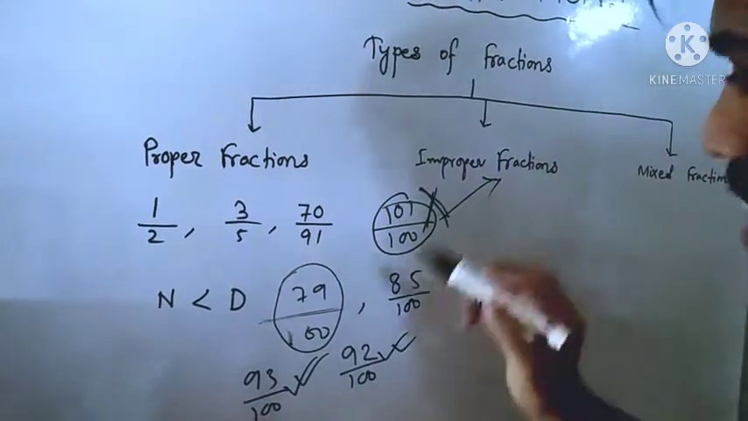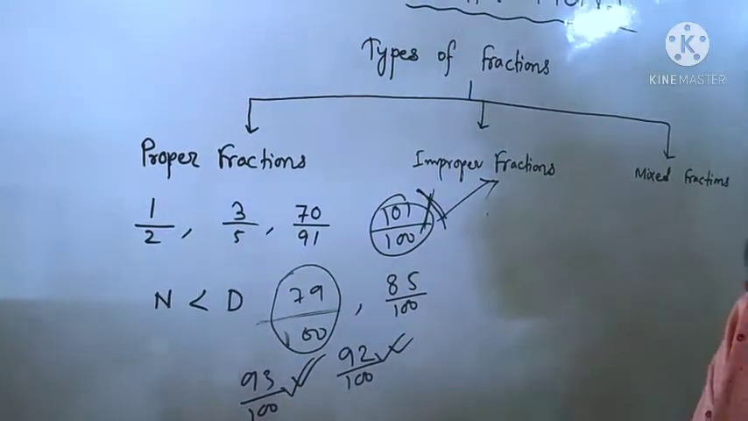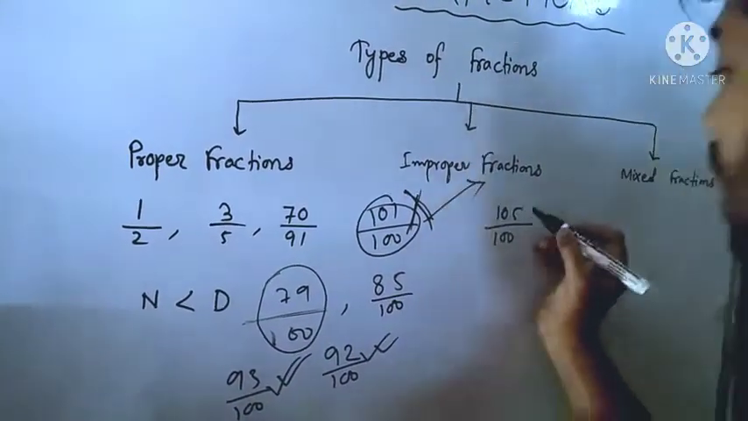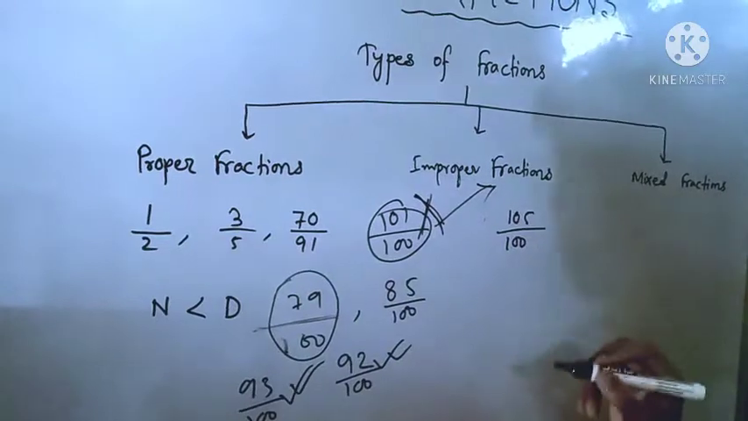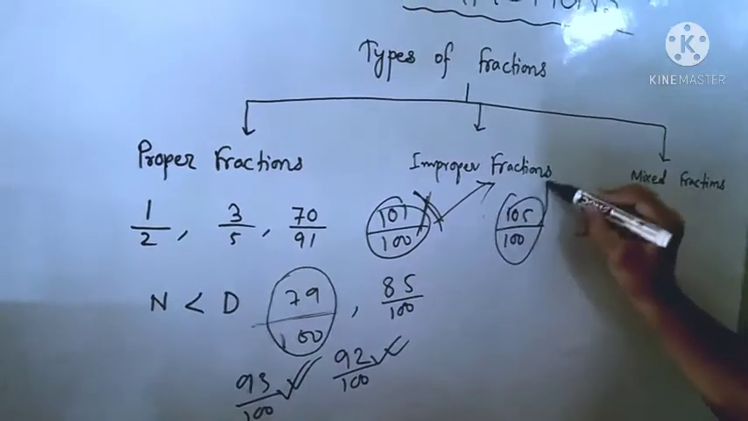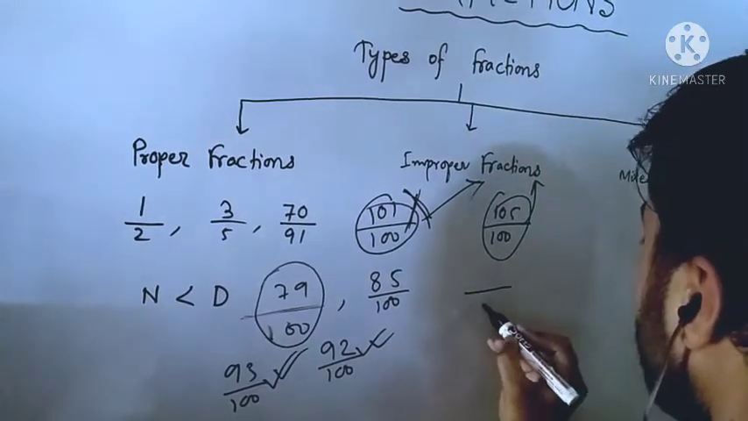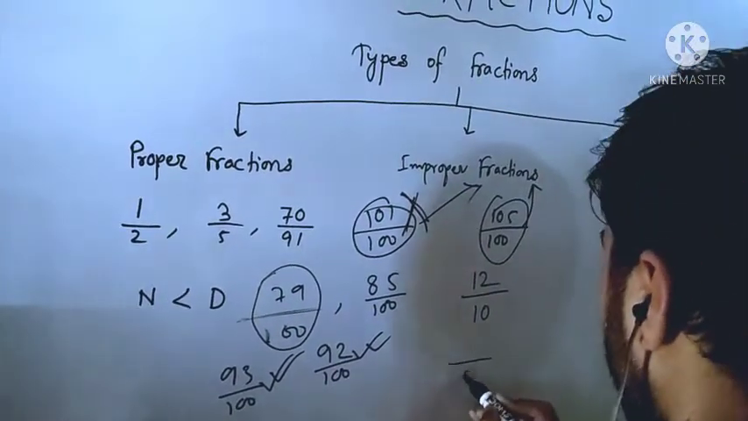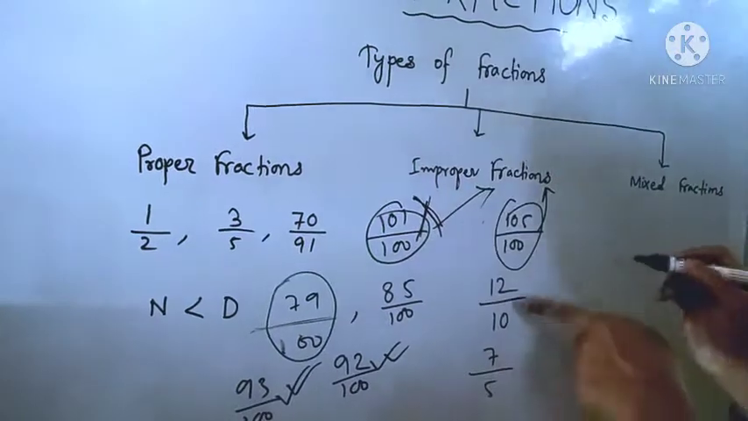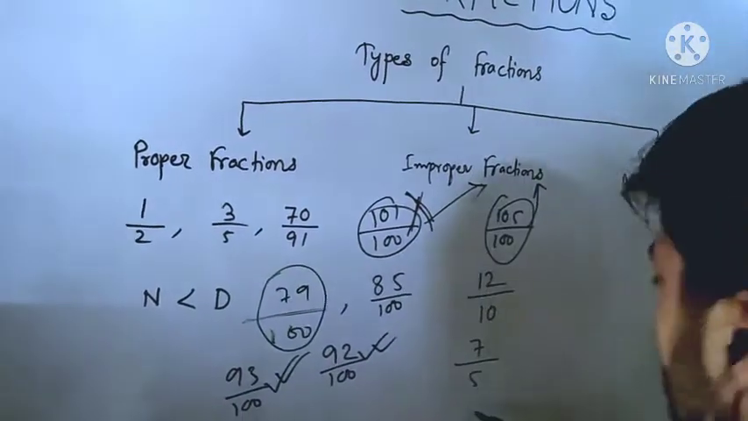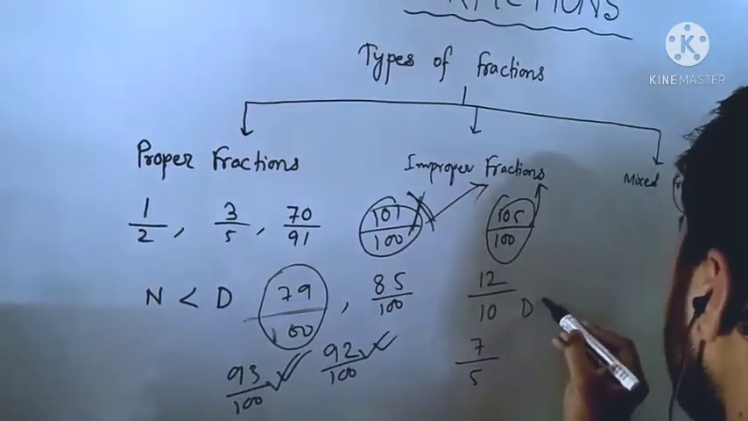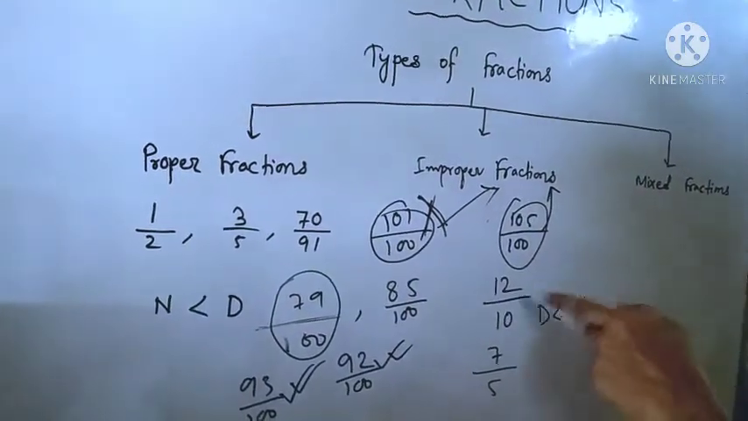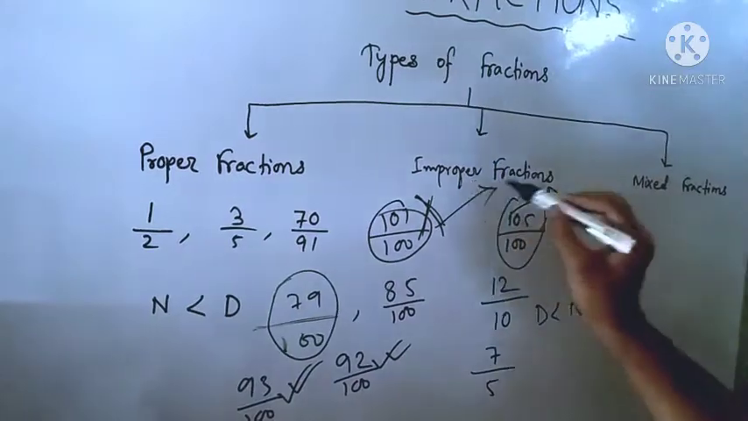Out of 100 you cannot get 105. That is, this is improper. So these fractions are called improper fractions. Or like that, 12 by 10, 7 by 5. These are improper fractions because here the denominator is less than the numerator. So this is an improper fraction.